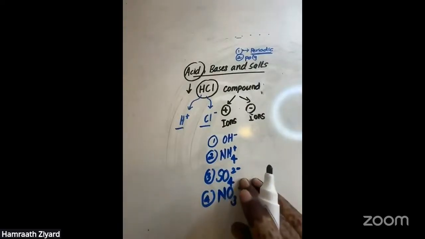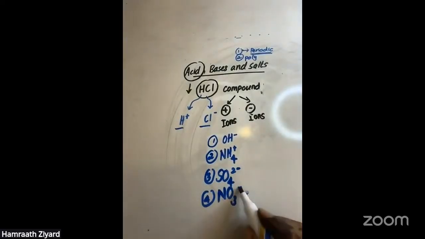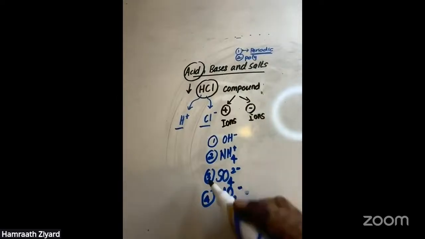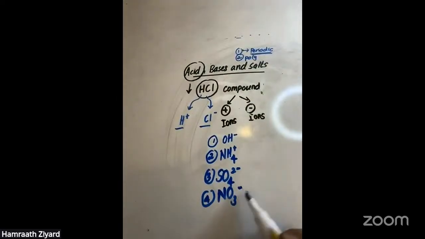You don't need to mention the 1, you can just keep it as a minus, okay? Since it's 1, we don't need to mention anything. We can just mention the sign. Then the fifth one is carbonate, CO3 2 minus. Then what's the next one? The sixth one is phosphate.